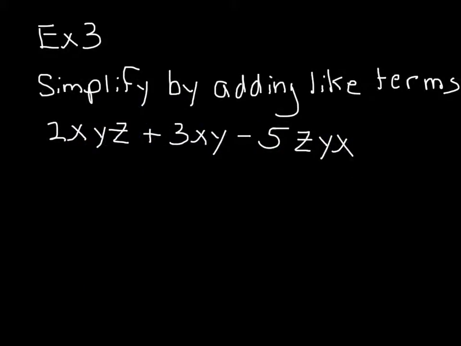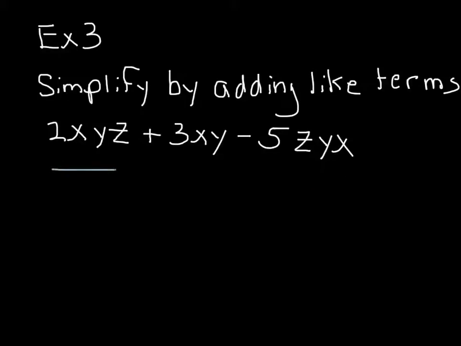All right, in example 3, same directions. We want to simplify by adding like terms. First of all, how many terms do I have in this expression? I have 1, 2, and 3. There are 3 things connected by plus or minus signs. Now, which of these are like terms? In other words, which of those 3 have the same combination of letters?